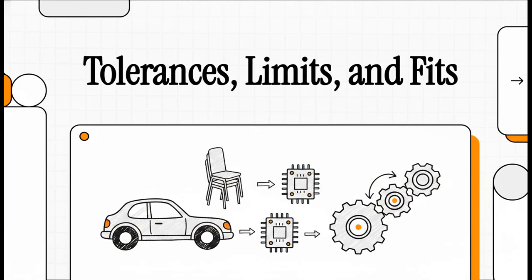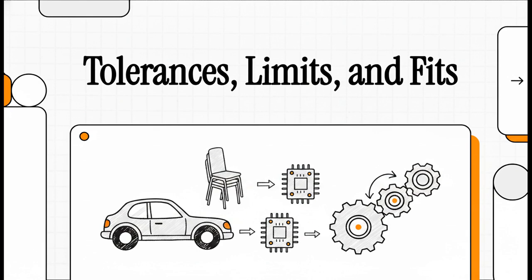Welcome to This Explainer. Look around you right now. The chair you're sitting on, the screen you're looking at, the vehicle you use to get to work. Literally everything we rely on in our modern world is the result of mass production. But have you ever actually stopped to think about how billions of parts, manufactured in entirely different factories all across the globe, actually manage to fit together?